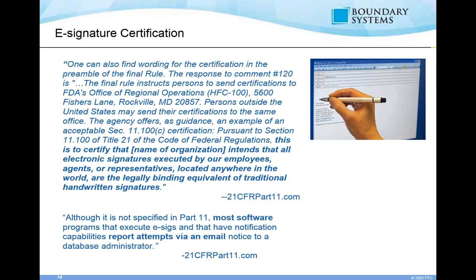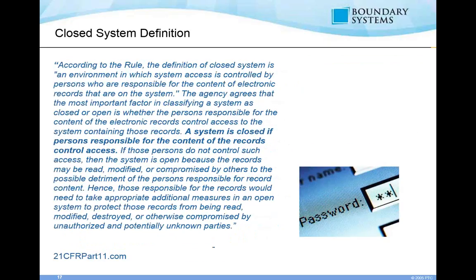So once again, the e-signature is used sometimes through email notification as well. Now, with the overall system definition, there is a closed definition for your system. The bold area, like I said, I'm not going to read everything there, but the bold area talks about what actually institutes a closed system. A system is closed if persons responsible for the content of the records control access.